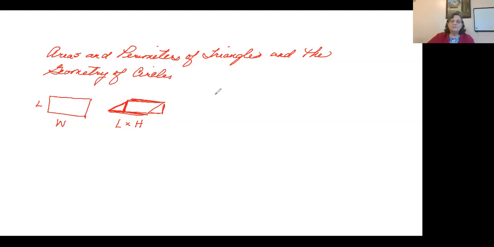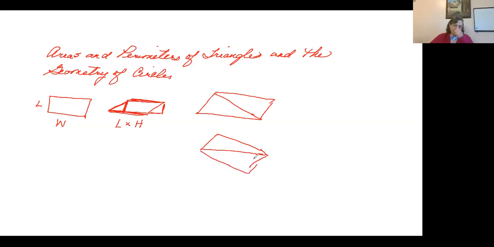Now, with a triangle, you can take any triangle and make a parallelogram by just flipping it over any of the sides. If I flip this over this side, this way, I would get this parallelogram. I could flip it over another way, over this side, and get this parallelogram. So you can always make a parallelogram out of a triangle.